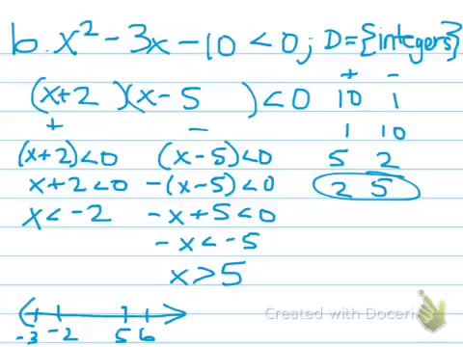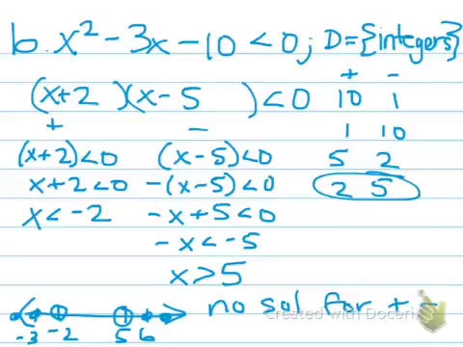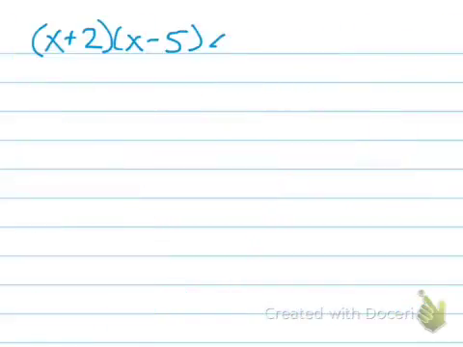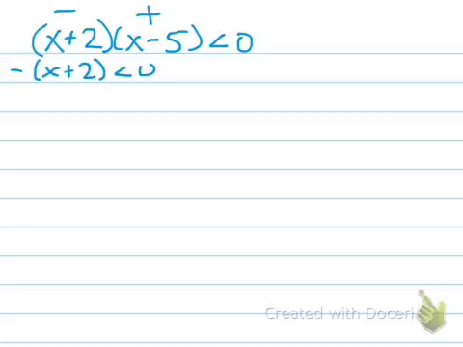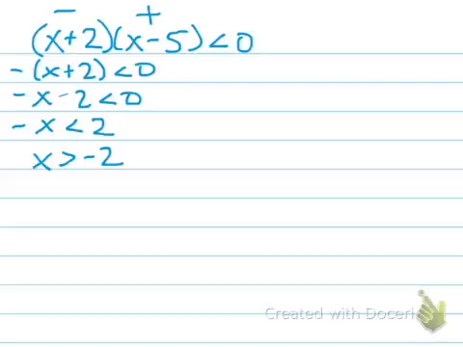Now remember, we're graphing integers. Less than negative 2, greater than 5. There's no solution because it does not overlap. So now we need to try negative positive. Okay, so trying negative positive. Negative x plus 2 is less than 0. Distribute that negative sign. Add 2. Divide by negative 1 and switch the sign. X is greater than negative 2.